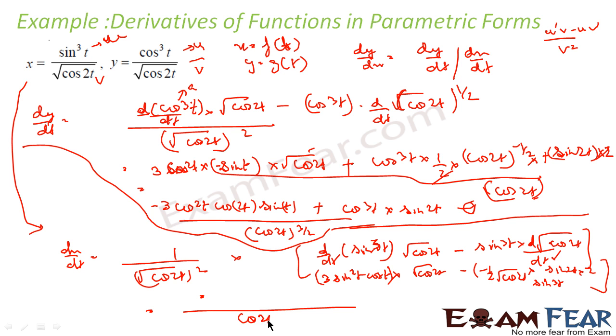cos 2t to the power 3 by 2 into 3 cos 2t sine square t into cos t, because this guy and this guy comes here, into cos 2t minus, you have sine cube 3t here, sine cube 3t into sine 2t. This 2 and 1 by 2 is cancelled. So we have dx by dt and I have dy by dt. You divide these two and you get the answer.